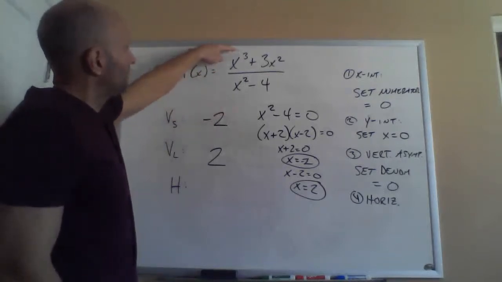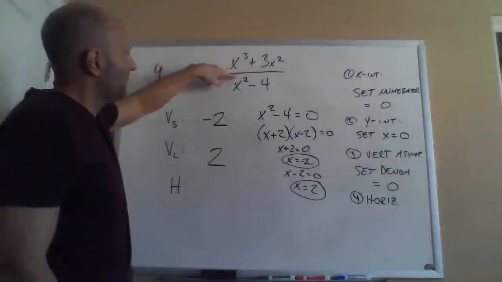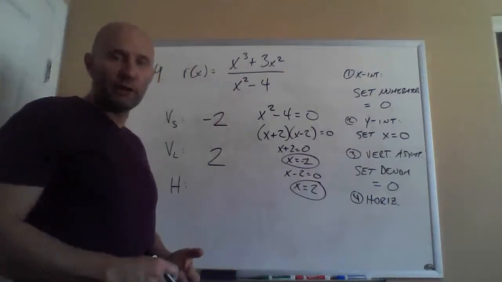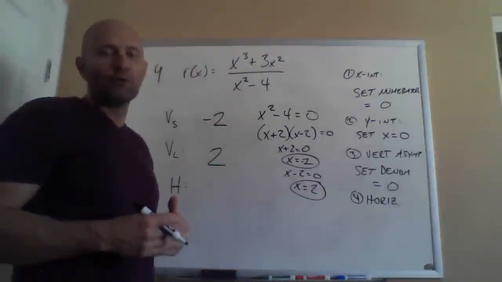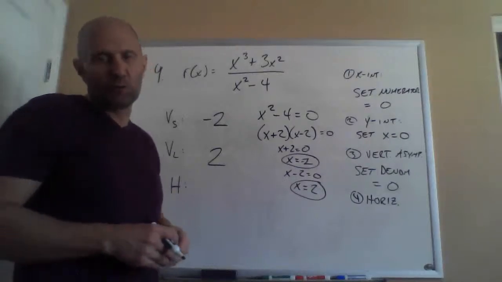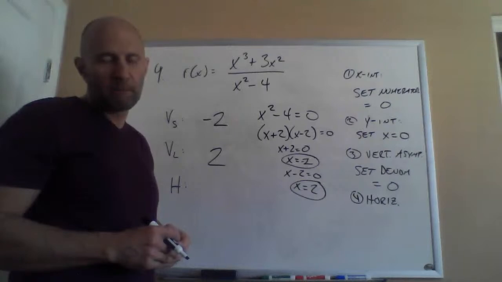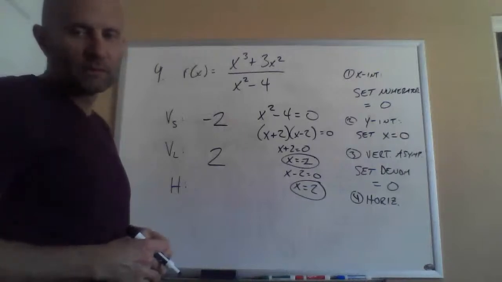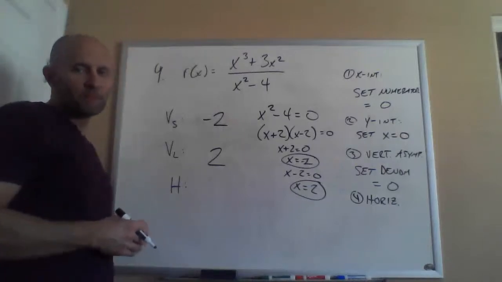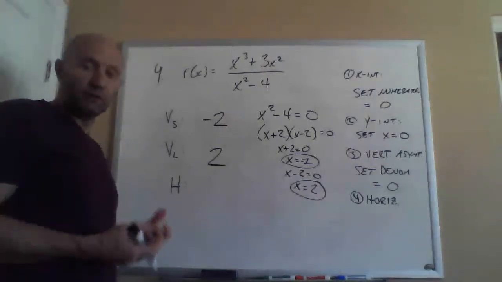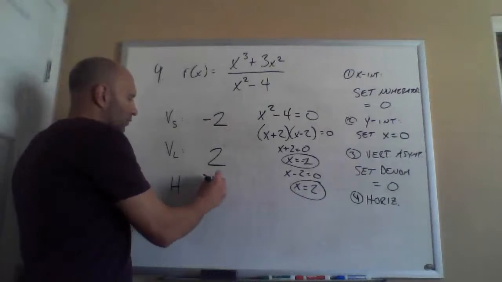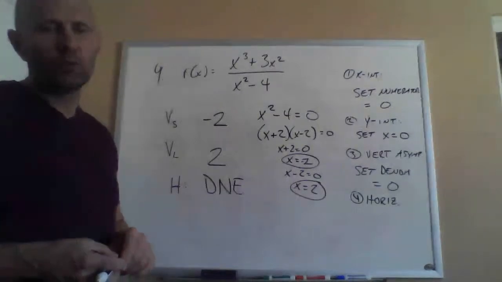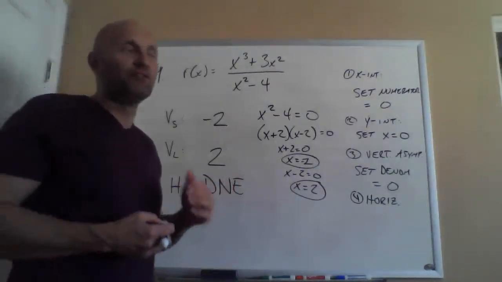So horizontal, we're looking at what? We're looking at the exponents. I have x to the third in the top, x squared in the bottom. So the bigger number is in the numerator, so n is greater than m. So that means what? Do I have a horizontal asymptote here? So the answer is no, right? There is no horizontal asymptote. It would be a slope asymptote. And so I think it tells you to put DNE. So yes, no horizontal asymptote. So the answer is just DNE. Does not exist. There is no horizontal asymptote.